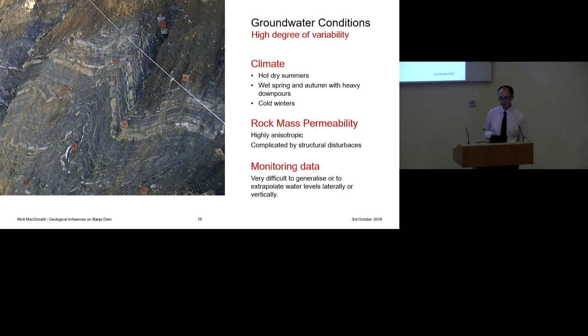Just a word about groundwater conditions. The climate in Albania is obviously very hot in the summer and cold in the winter, but it's quite dry in the summer and winter, but the spring and autumn are quite wet. And you get heavy downpours, especially in the autumn. Rock mass permeability, as you might expect, is highly anisotropic and is complicated by these structural disturbances. So monitoring data is very difficult to interpret or extrapolate across any distance at all.